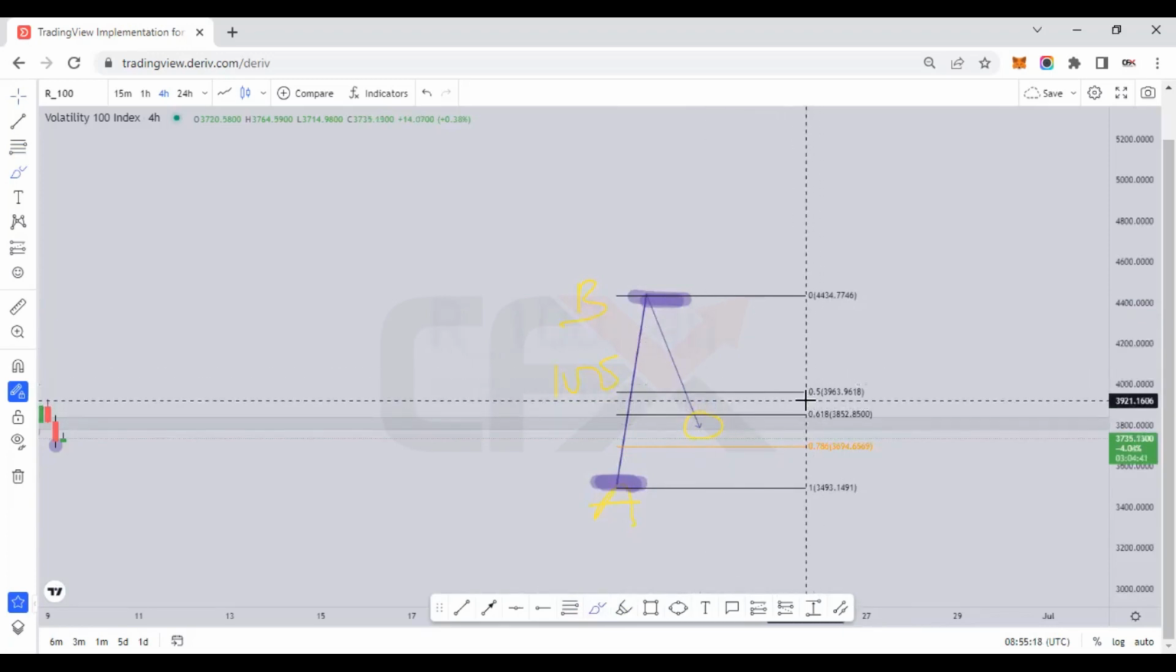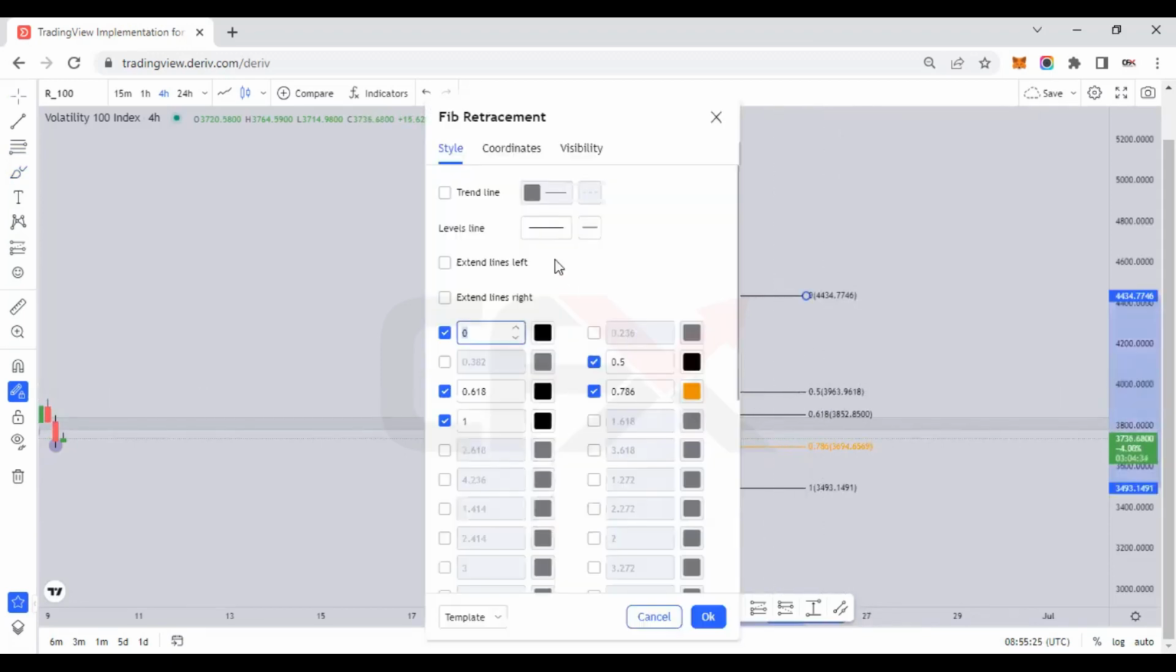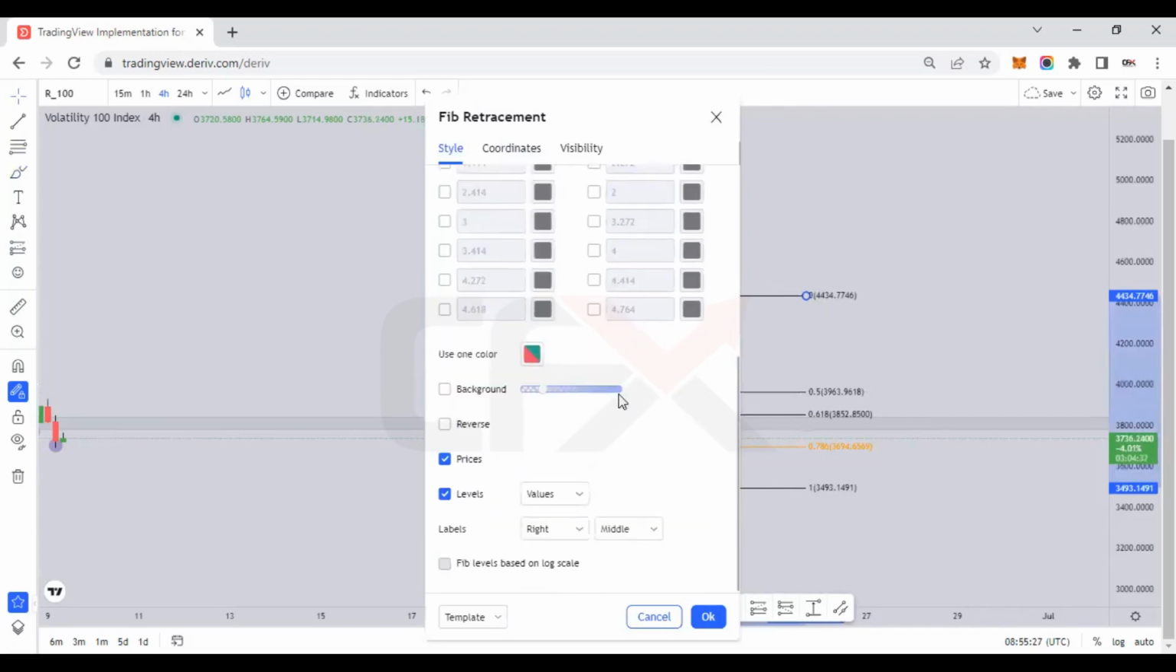So here is the 50% level. This is the 618. Let's change it to percentage. Let's go to the settings of the Fibonacci again. This is what we want to do. You can see here we have levels. Under the levels, we have values. So we want to change the values to percent so that it will give us the figures in percentages. You can see that here it has changed to percentage.